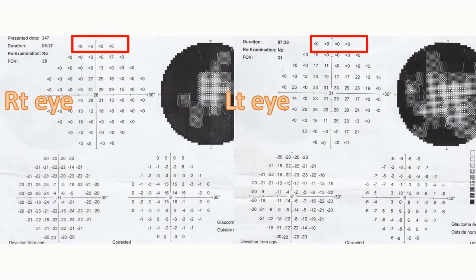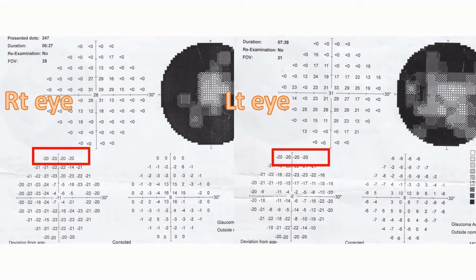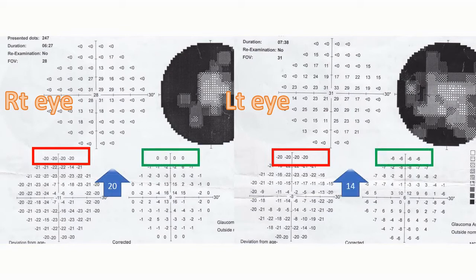See the adjustment done for each eye. Here, under total deviation, these values are -20. If you see the pattern deviation, the adjustment for the right eye was adding 20, while for the left eye the addition was only 14. So the values here, instead of being minus 20, became 0, while the left eye, instead of being minus 20, is only minus 6.